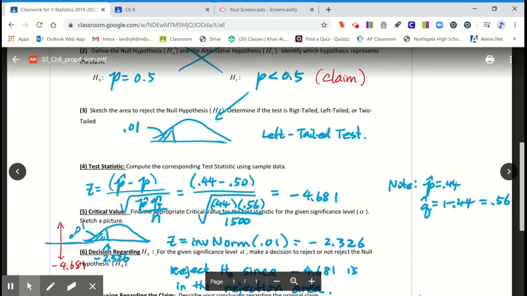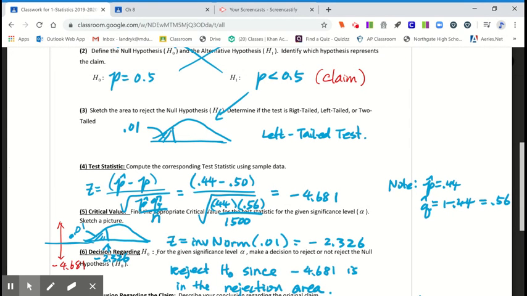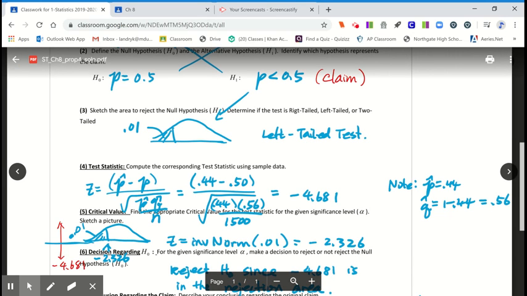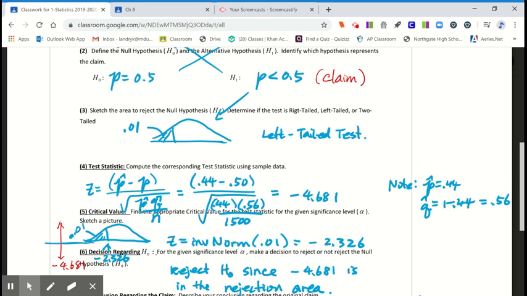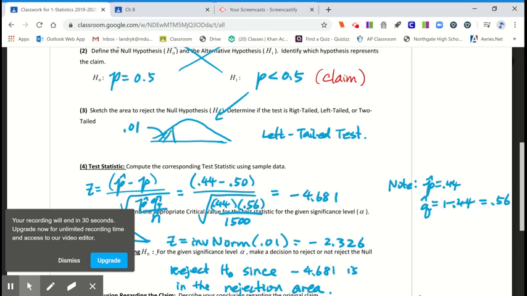Number 4, test statistic, the same way. I saw you guys sometimes mix these up. It's p hat minus P, over the square root of p hat q hat over n. So I wrote a reminder what q hat should be. Some of you are kind of missing this here. And you get a negative 4.681. So you know that's a very low z-score.